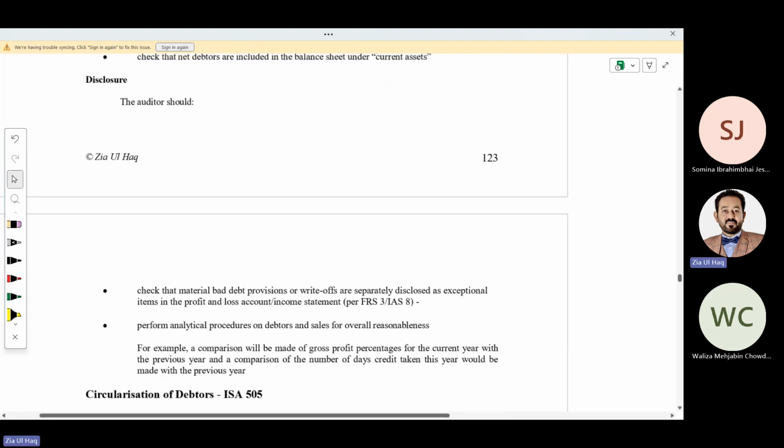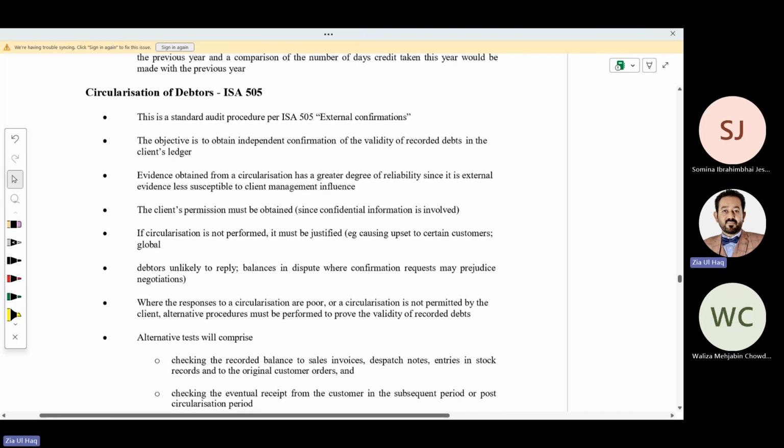What is this circularization? What is the procedure to perform circularization? Why do we need to perform circularization? What are the situations where we cannot perform circularization? We're going to discuss these. So what is circularization? Circularization is obtaining independent confirmation from the customer about the balance, and it is a reliable source of evidence because it is external rather than internal.